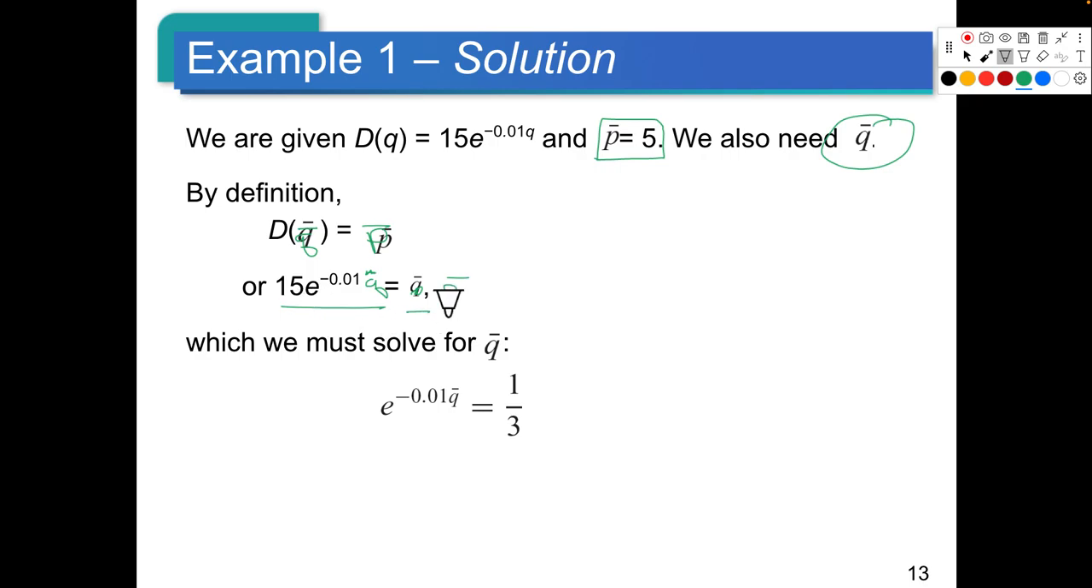This is 5. You take 5 divided by 15, right? You're going to get your 1/3. So they had a 15 over here. We're getting closer. We want to find out what Q bar is. We take the natural log of both sides. Natural log of e is 1, so this all comes down. Natural log of 1/3 is natural log of 1/3. And then to get Q bar, we just divide by negative 0.01.